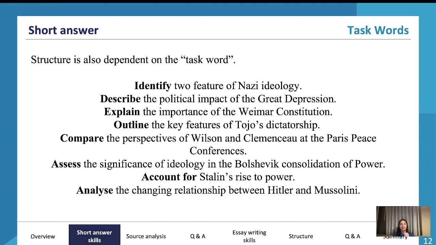But for other subjects, like studies of religion, for example, the syllabus has not changed since 2009. So there are over 10 past papers that you can do, even more. So I think with modern history, a good thing with the task words is that if you understand them, you can start coming up with your own questions.